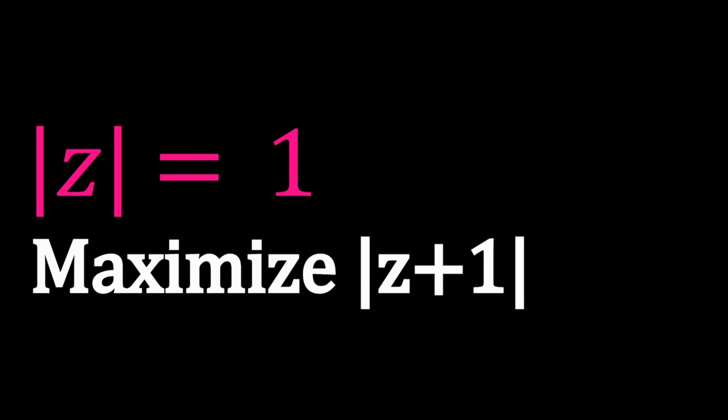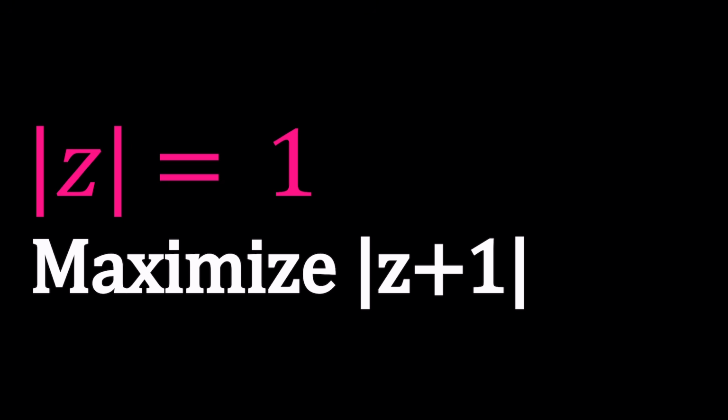This channel is all about complex numbers, and in this video we're going to be solving a maximum minimum problem with complex numbers. So we're given that the absolute value of z is equal to 1 and we're supposed to maximize, in other words, find the maximum value of the absolute value of z plus 1. Can we do this problem? Let's give it a try.